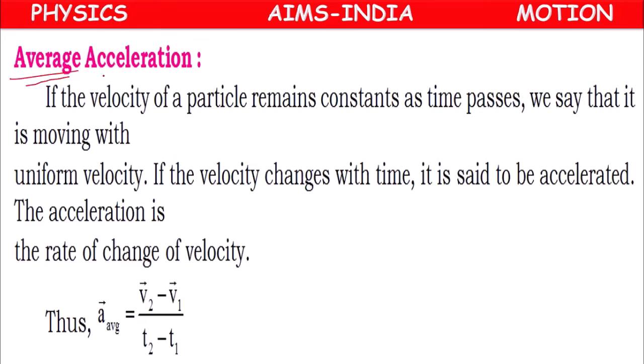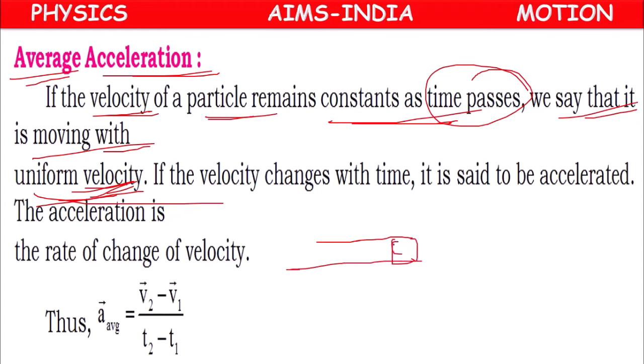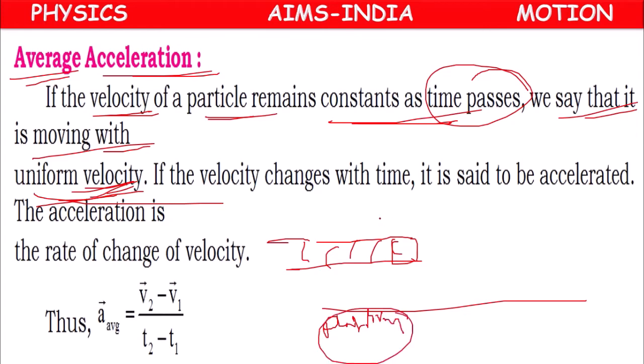So next, average acceleration. If the velocity of a particle remains constant as time passes, we say that it is moving with uniform velocity. Uniform velocity means, suppose you take a train. What happens to the train while leaving the platform? It will increase its speed slowly. Speed will increase, positive. But after coming to the middle, for some time it will go constant. Sometime it will go with constant speed or velocity.